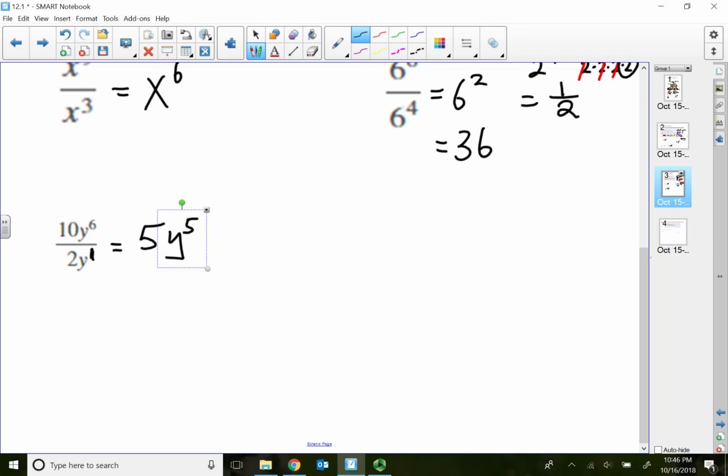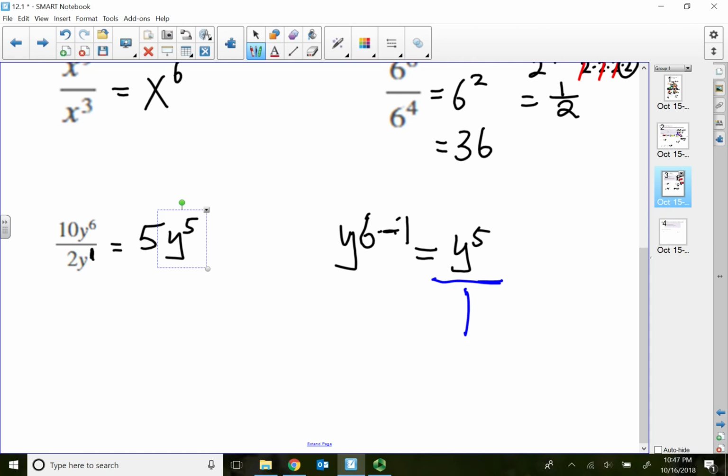Remember, doing it this way can be confusing from time to time. If we write out y to the 6th over y to the 1st and simply subtract the exponents, my answer is y to the 5th. When I write this y to the 5th, what we are saying is that this base is automatically on the numerator, because it's automatically over 1. Therefore, you put the y to the 5th on top.